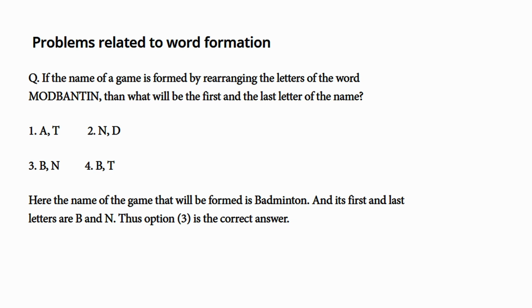Here we have the question. If the name of a game is formed by rearranging the letters of the word Modbantin, then what will be the first and the last letter of the name? These are the options. Let us try to solve. Here the name of the game that will be formed is badminton, and its first and last letters are B and N. Thus option 3 is the correct answer.